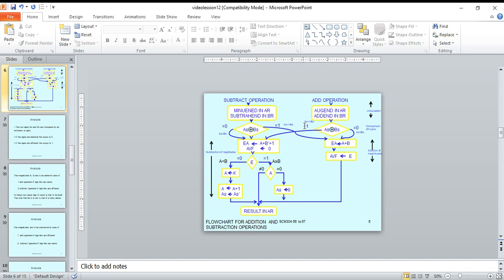We know that A is not equal to B, so it goes to the subtraction operation. Why? Because one has the positive sign and the other has the negative sign. For example, a plus a, plus minus b. Plus into minus is minus, so we have to do the subtraction operation. As I told you, b should be subtracted from a.